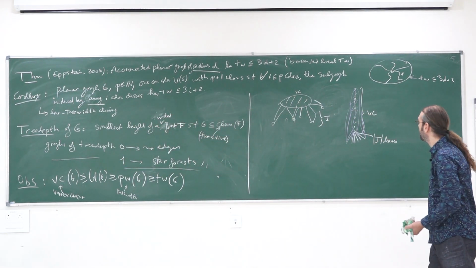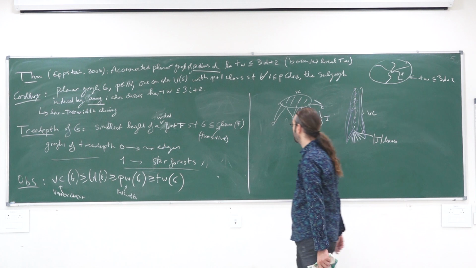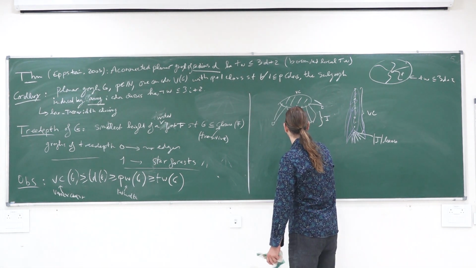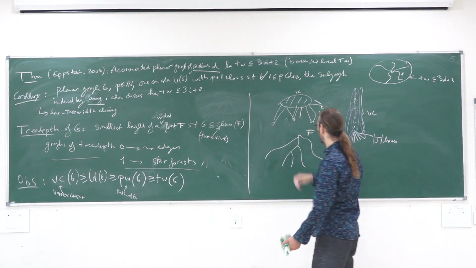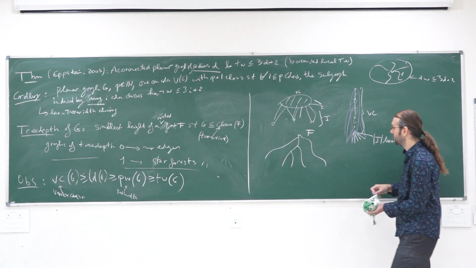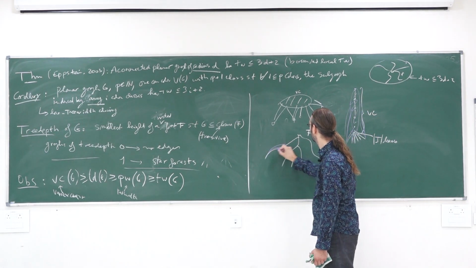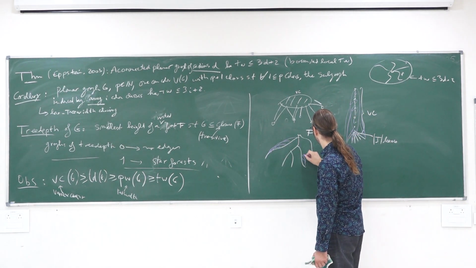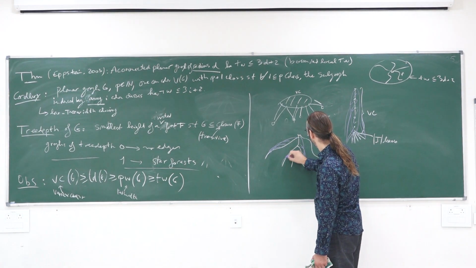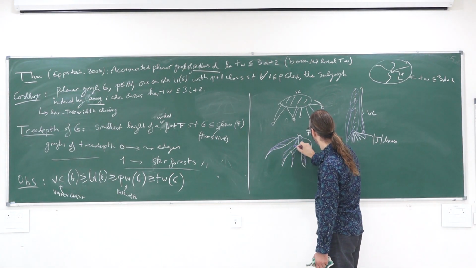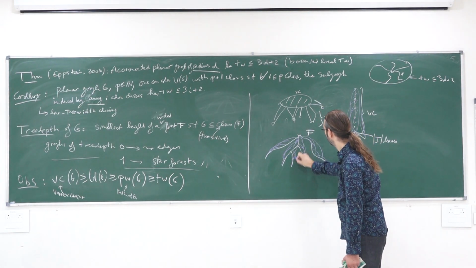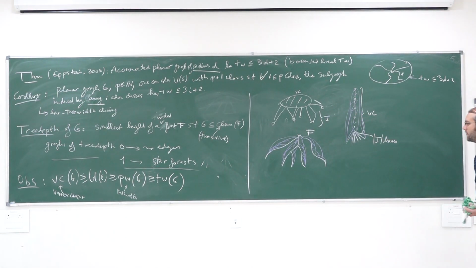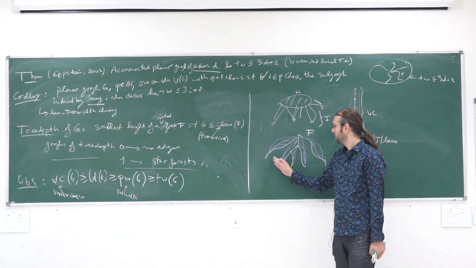Okay. Why is the path width at most the tree depth? Well, you take the tree, well, the forest, let's take one component of the tree, so it will look something like that. So what's going to be my path decomposition? Well, I'm going to use these branches.